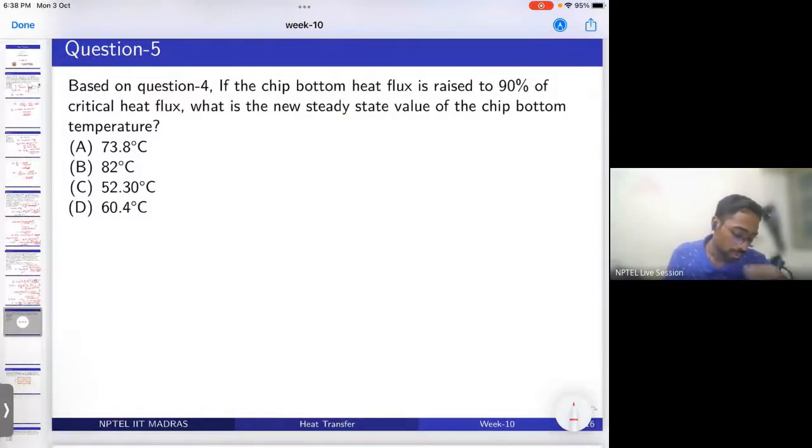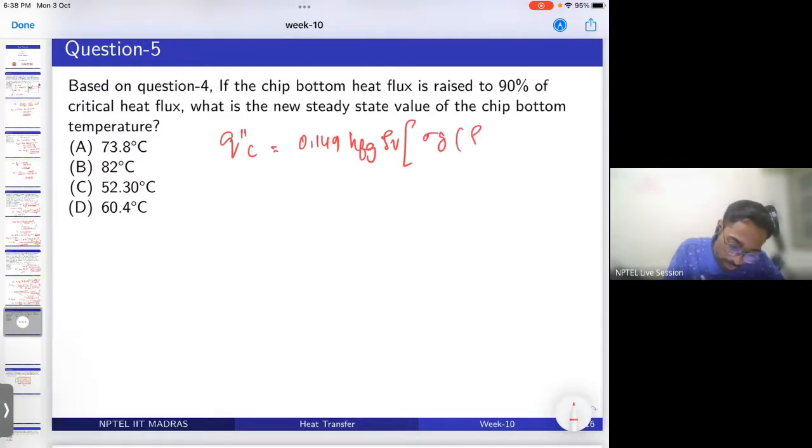In this question, if the chip heat flux is raised to 90% of the critical heat flux, what is the new steady state value of the chip bottom? For that, we need to find out the critical heat flux. This expression I already wrote in the previous question. So just for critical heat flux, just substitute the numerical values.